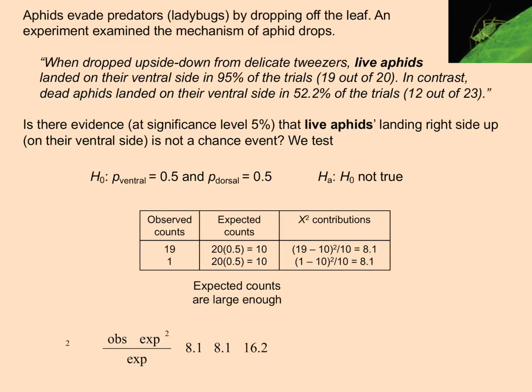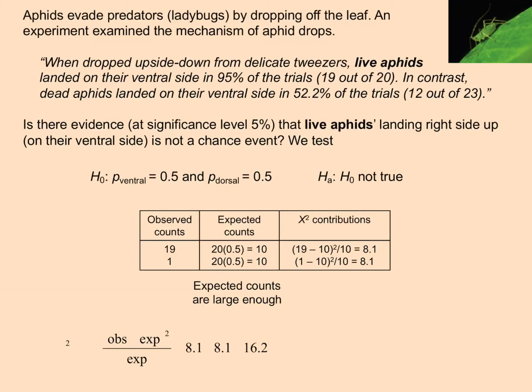So let's look at an example. Aphids are insects. Aphids evade predators, ladybugs, by dropping off the leaf. An experiment examined the mechanism of aphid drops. When dropped upside down from delicate tweezers, live aphids landed on their ventral side in 95% of the trials, 19 out of 20. In contrast, dead aphids landed on their ventral side 52.2% of the trials, 12 out of 23. So a dead aphid seems to be sort of behaving like a coin toss, right? Half the time it lands on its ventral side, half the time on its dorsal side.